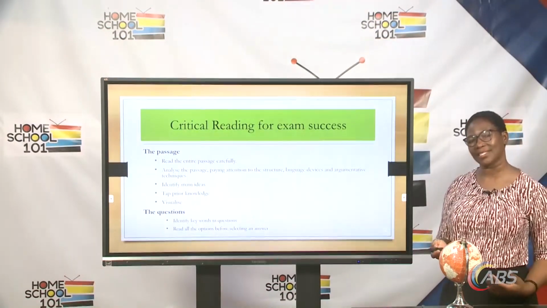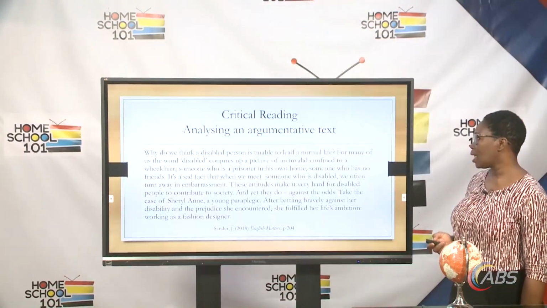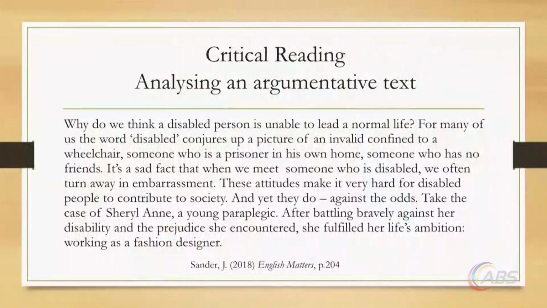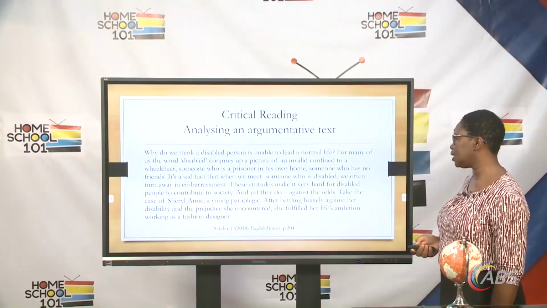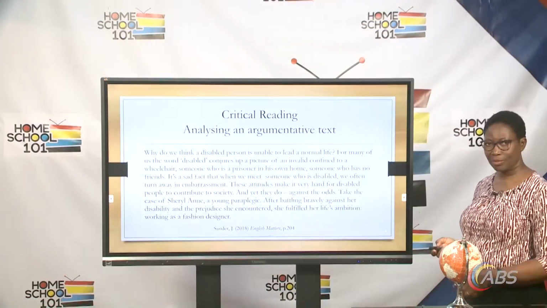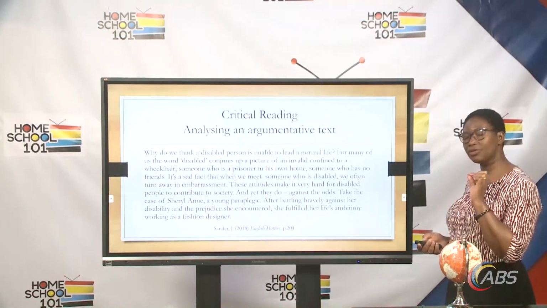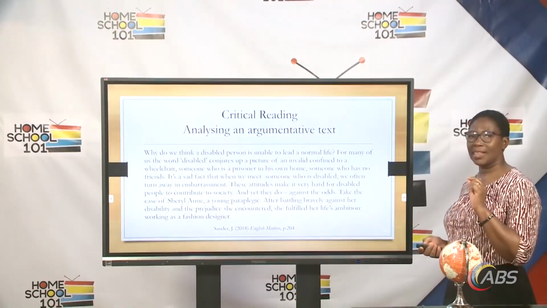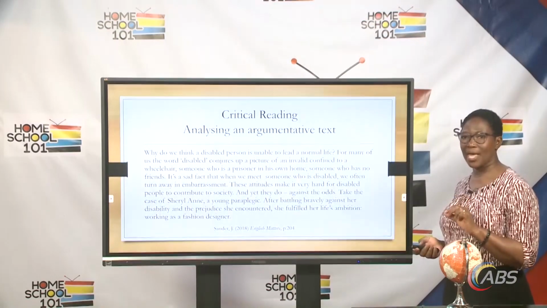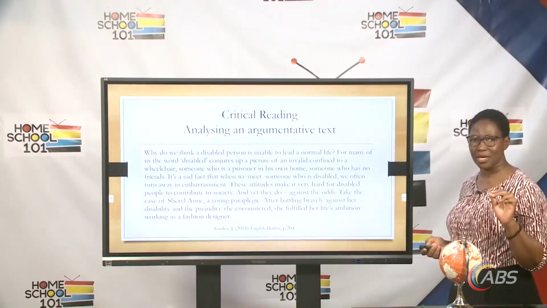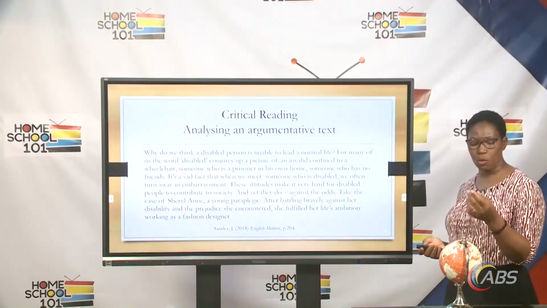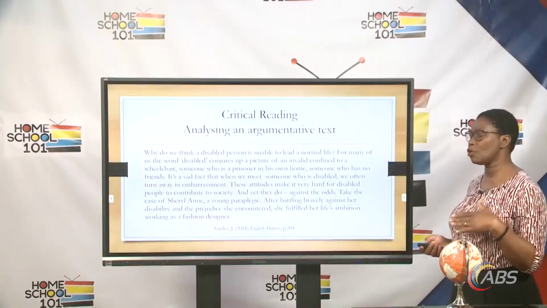So let's apply this to some actual passages. Let's start with this general one. We're going to analyze this passage very, very closely. Now, here's a passage, you're reading it. Why do we think a disabled person is unable to lead a normal life? And as we read, I want you to think of language devices as well as argumentative techniques that are being used. We're going to identify them, but I want you to think about them as we go through.